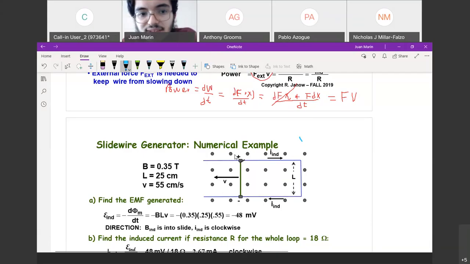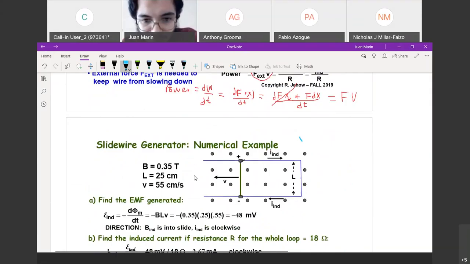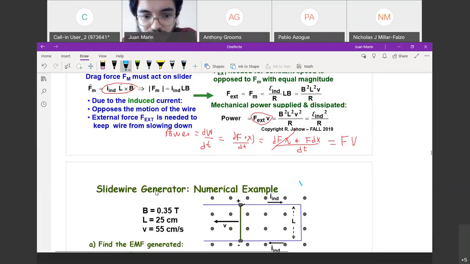The dA/dt depends on these two dimensions: the length of the rod, which is L, and the rate of change of the width, which is described by dx/dt, and dx/dt is nothing but the velocity. And so dA/dt is then L dx/dt, which is Lv. So negative BLv is the EMF. Use that equation to calculate the induced EMF, and let me know what number you get.